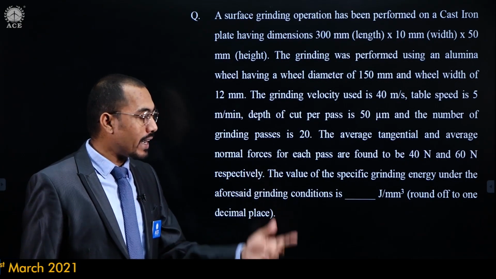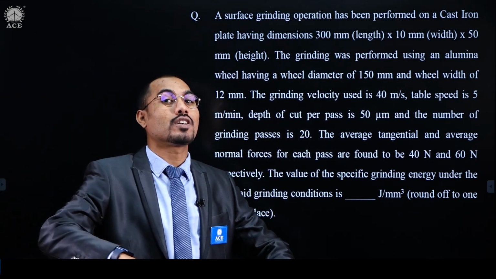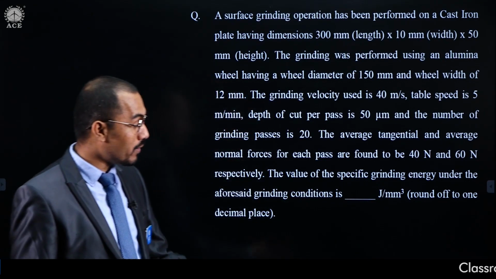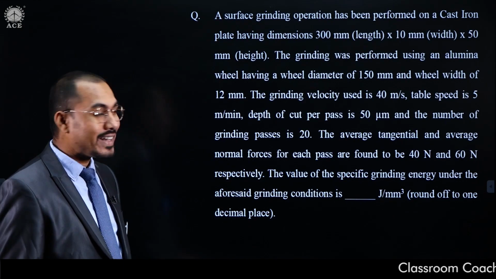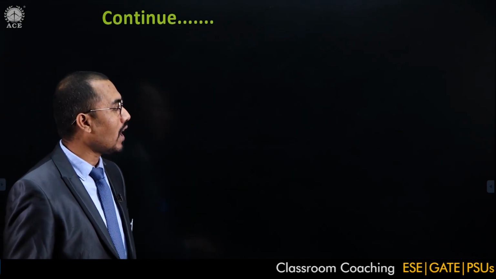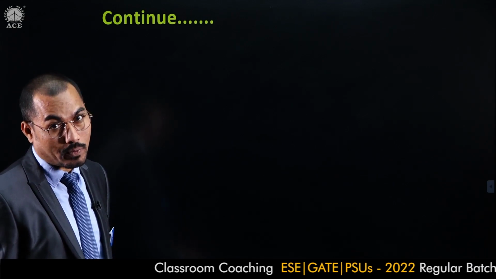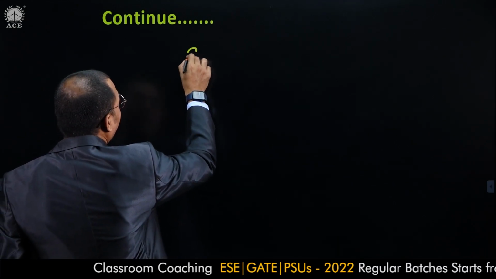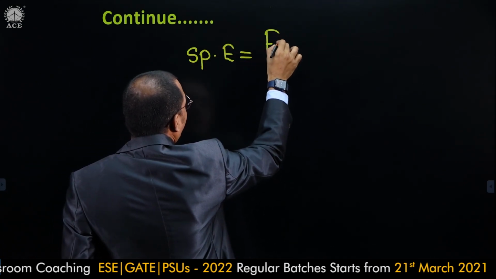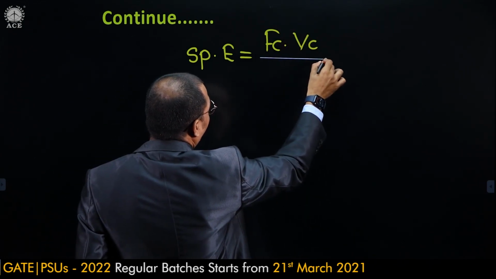The value of the specific grinding energy is asked, but the formula remains the same, in joule per millimeter cube, rounded off to 1 decimal place. Now, this plate is given, and I have a simple logic. We are interested to calculate what? A specific energy. So I have a formula: specific energy is equal to power, that is Fc into cutting velocity, divided by MRR.